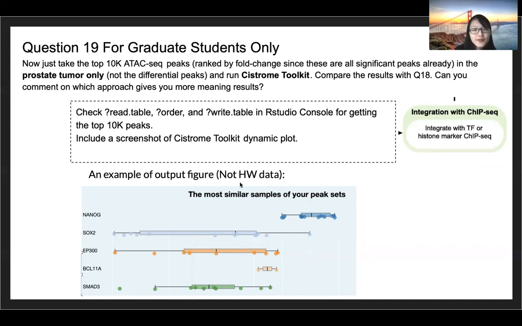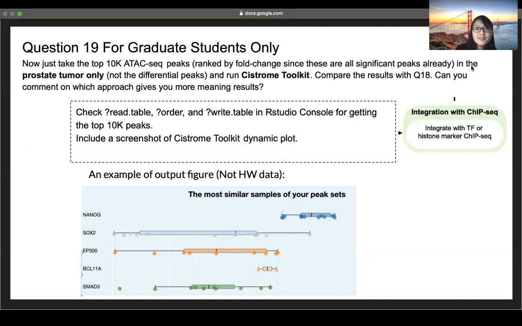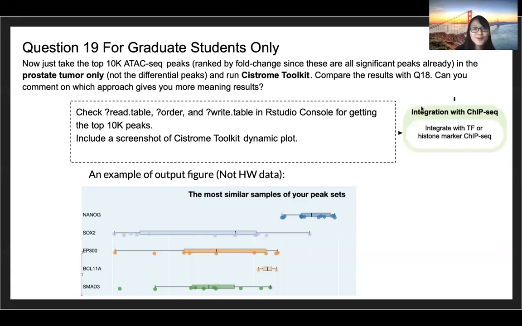And if you remember, the output of Cistrome Toolkit would be some dynamic figure, looking like this, and then just compare it with question 18, like which method might give you more meaningful results, right? Question 18 is asking you to find the differential peaks in tumor versus normal, while this one is tumor only. So maybe give us your thoughts here. It's a free response again, okay?